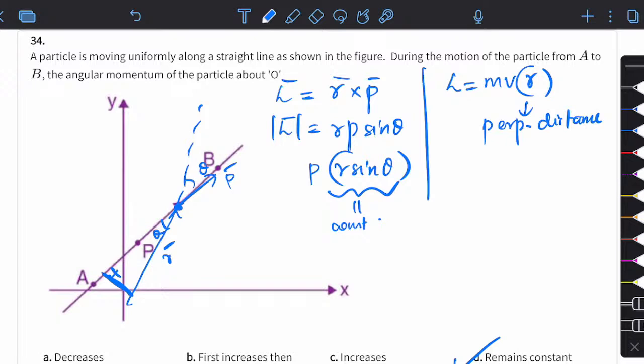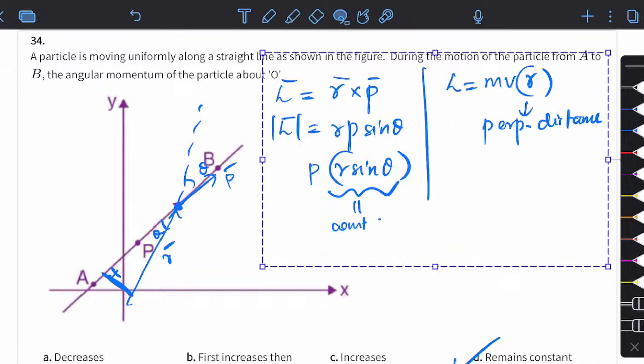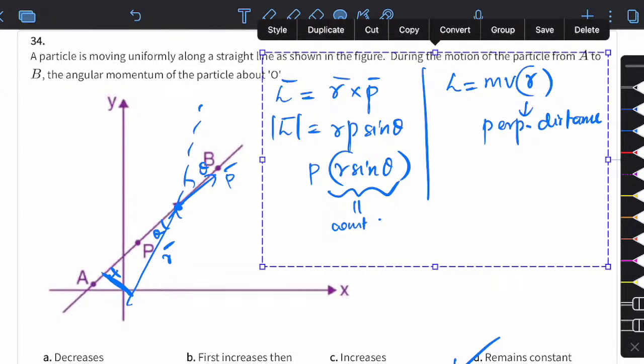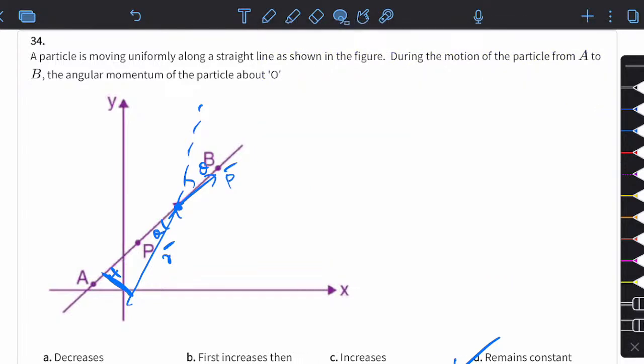Now let's look at Aditya's answer, which is also very nice. So he's suggesting, since the particle is moving uniformly along a straight line, the net force acting on it must be zero. Right? Uniform motion means acceleration is zero, force is zero. Now if the force is zero, torque should also be zero. If torque is zero, then angular momentum is conserved.